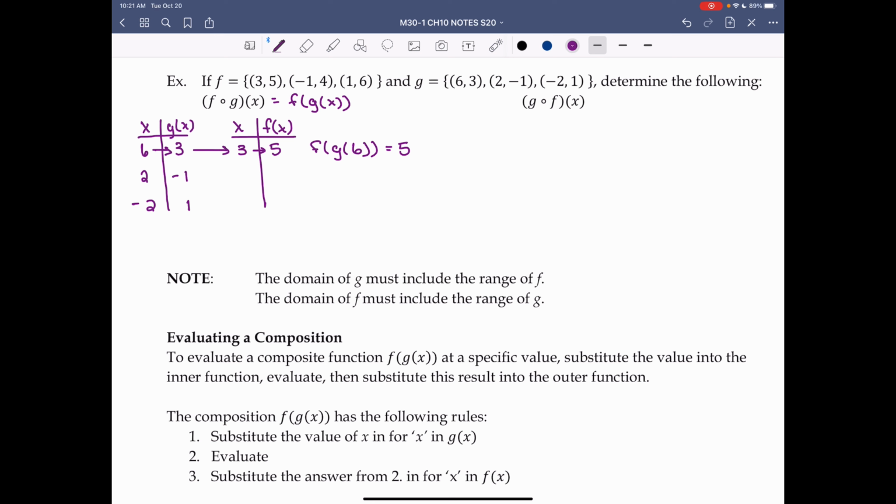Next point, (2, -1). If I put a 2 into g of x, I get out a -1. If I put that -1 into f of x for x, what do I get? We have (-1, 4), so I'm going to get out a 4 when I put a -1 into f of x. Then f of g of, what did we put in originally? We put in a 2 at the very beginning. At the very end, we got out a 4. So f of g of 2 equals 4.